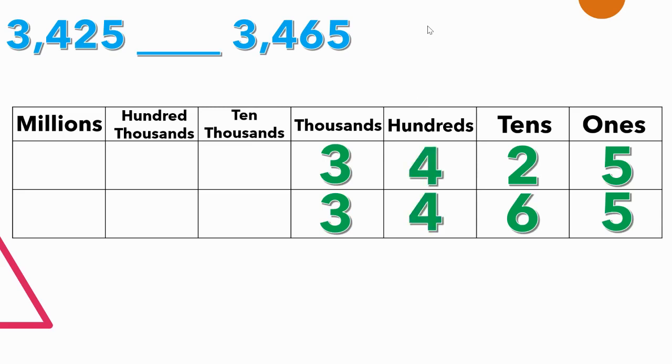We're going to move on to the tens place. Here we have a 2 in the tens place in the first number and a 6 in the tens place in the second number. So the 6 tens is greater than 2 tens, which means our second number is bigger. 3,425 is less than 3,465 because the 6 tens is bigger than 2 tens. Remember, when we use that symbol, you can think of this as an alligator that's opening up to eat the bigger number, but we read the sign as less than.